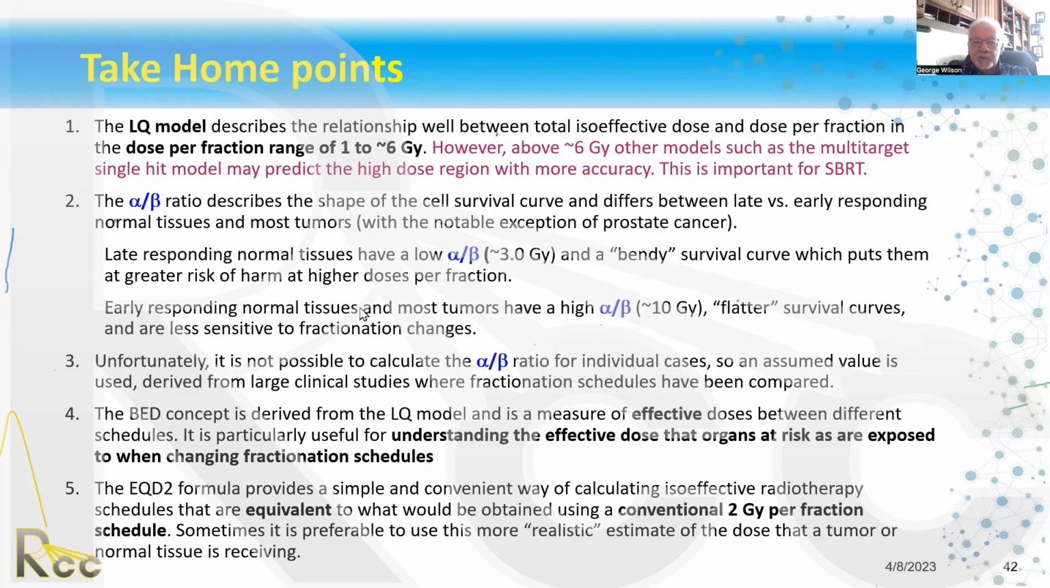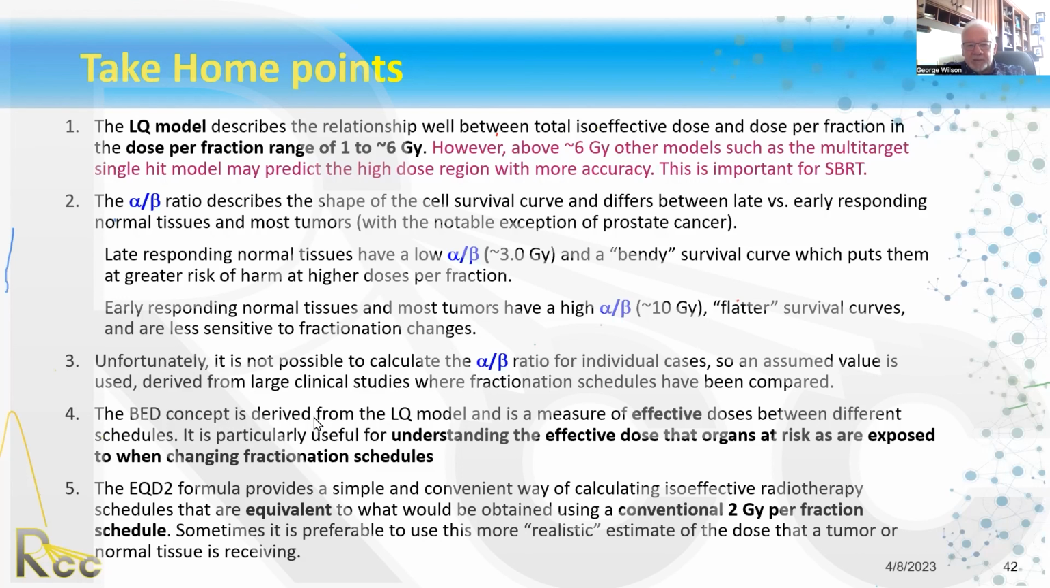Early responding normal tissues and tumors have a high alpha beta, a flatter survival curve, and so are less sensitive to fractionation changes. As we mentioned a few times, unfortunately it's not possible to calculate the alpha beta ratio for individual patients. So we have to use assumed values, and these are derived from large clinical studies where fractionation schedules have been compared. But again, it's an assumption.